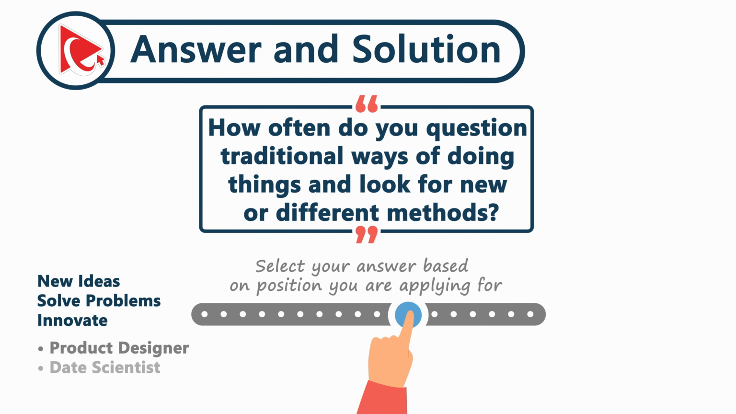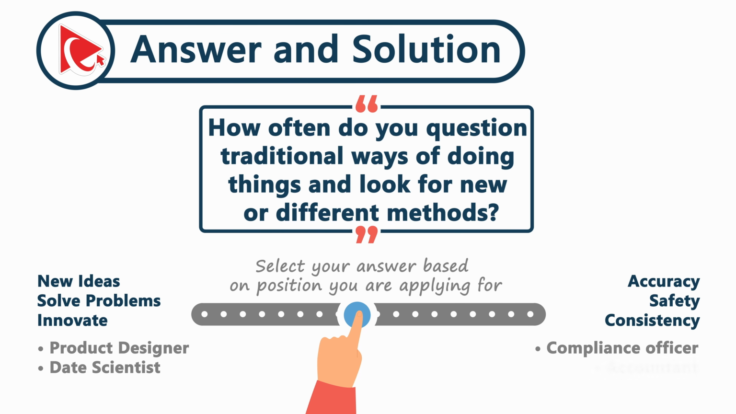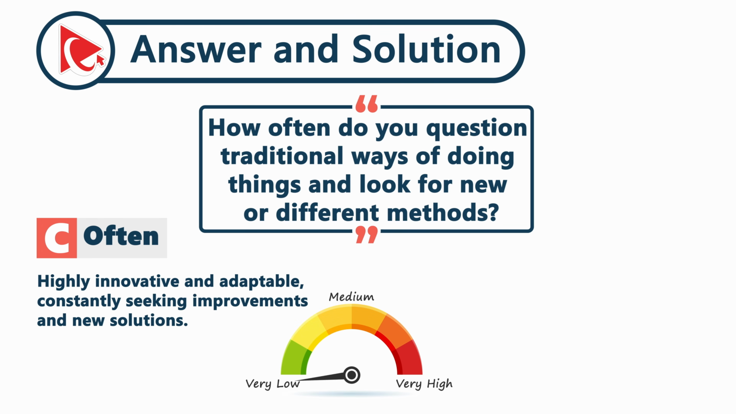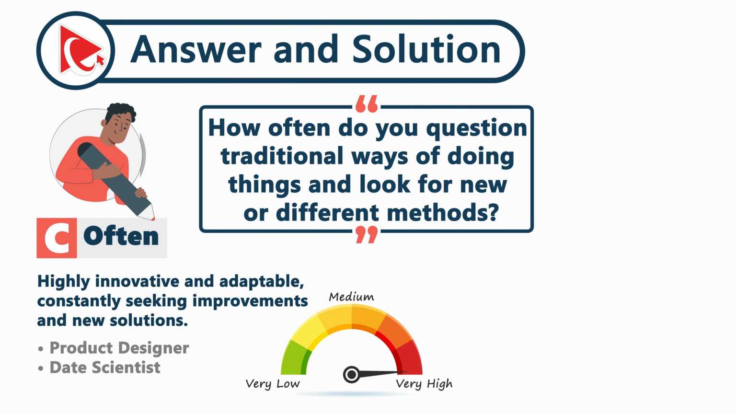Some job positions emphasize new ideas, solving problems, and innovation, whereas some other job openings put focus on accuracy, safety, and consistency. For example, choice C, often, is a good trait to have for highly innovative and adaptable positions, constantly seeking improvements and new solutions. For example, it's the best fit for product designers, which require innovation and creativity, and data scientists, which require experimentation with models and techniques to extract insights.